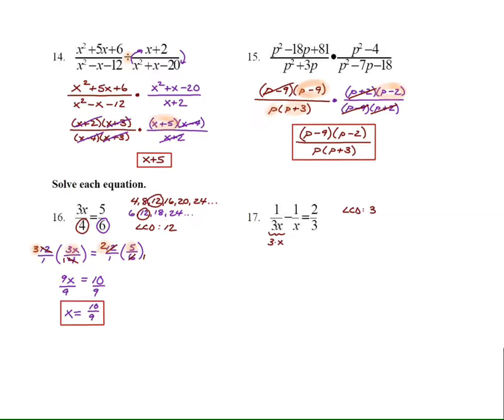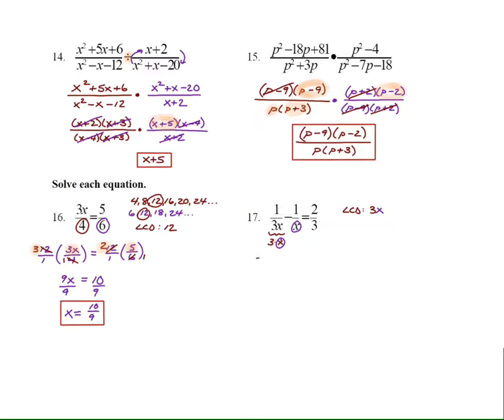And then the other thing I have in a denominator is the factor x. So I have an x that appears once in 2 different denominators, but only appears once in each. So I need 1 x in my least common denominator. So my least common denominator in this case would be 3x. That's the smallest denominator that all these 3 denominators can become. That's why it's called the least common denominator.